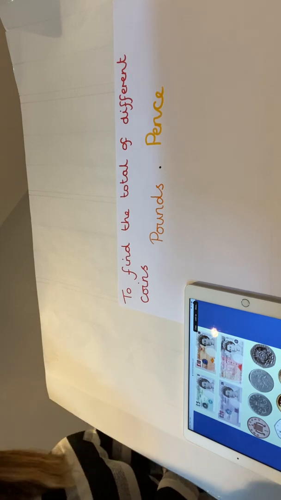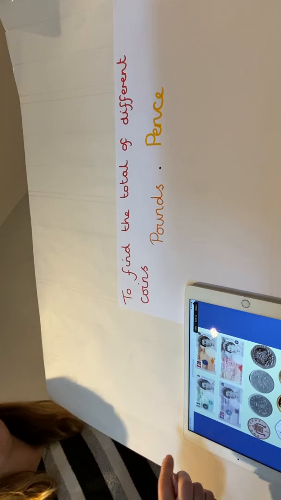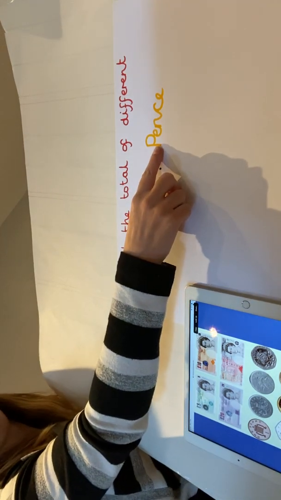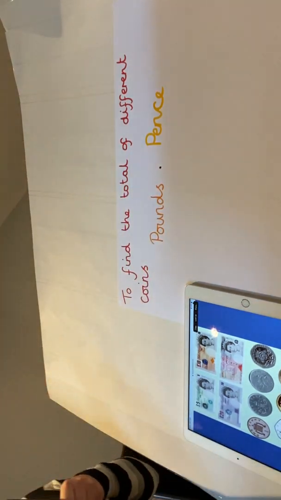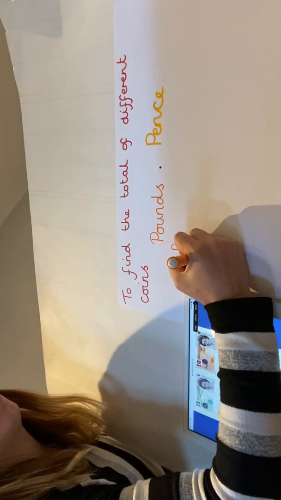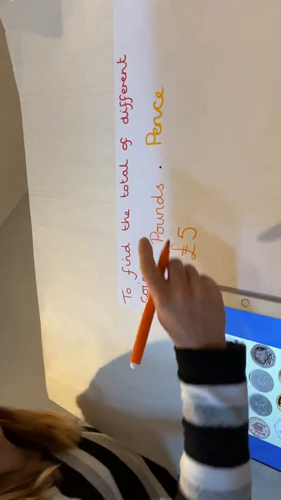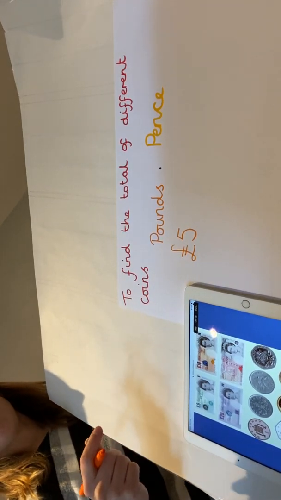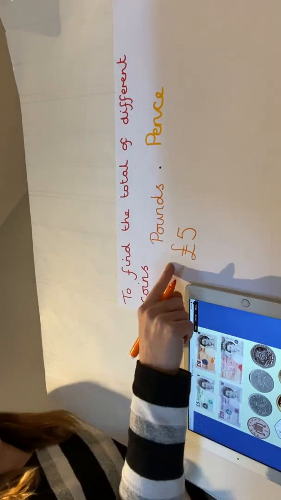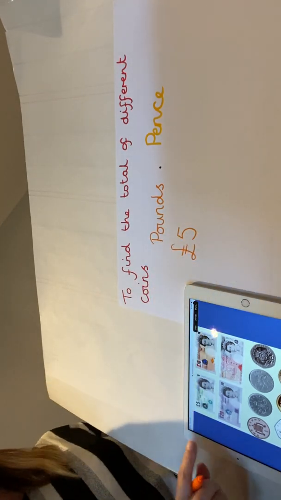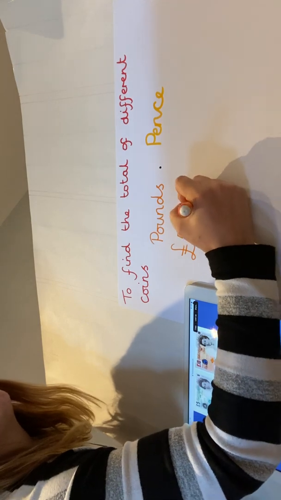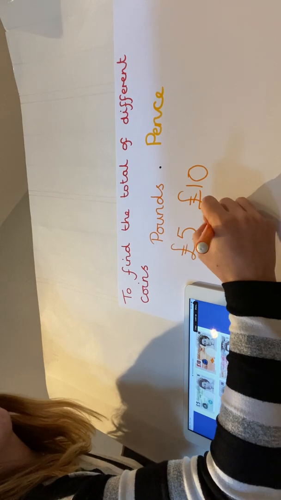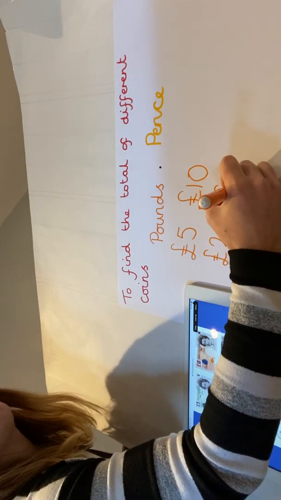So the first thing we need to do when we've been given some different coins is to break them up into pounds and pence. So pounds, we have our £5 note. That would be the same as 500 pennies. 100 pennies is £1. 500 pennies would be the same as £5. We've got our £10 note. We've got our £20 note. And we've got our £50 note.